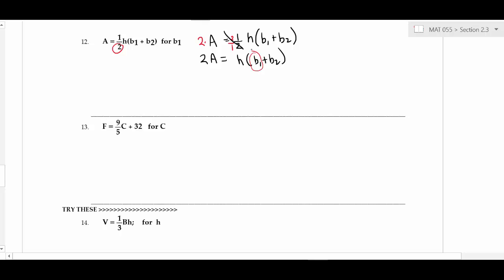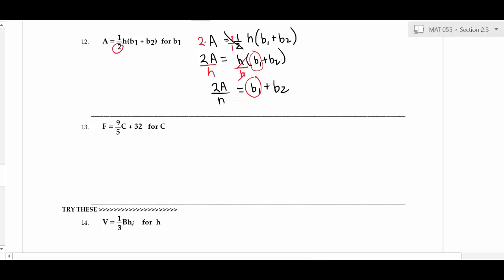You actually have a couple of ways you can do this. I'm just going to do one way. You could use the distributive property, or you could divide by h. You would get a slightly different answer. So on this one, let's just divide by h this time. We can divide both sides by h, so we'd have 2a over h is equal to b1 plus b2. So I got rid of my fraction, and I divided by h. One more step and I'm done.